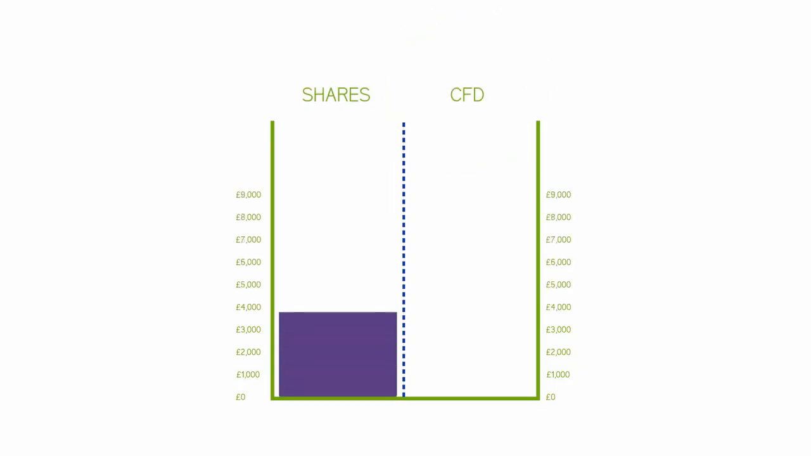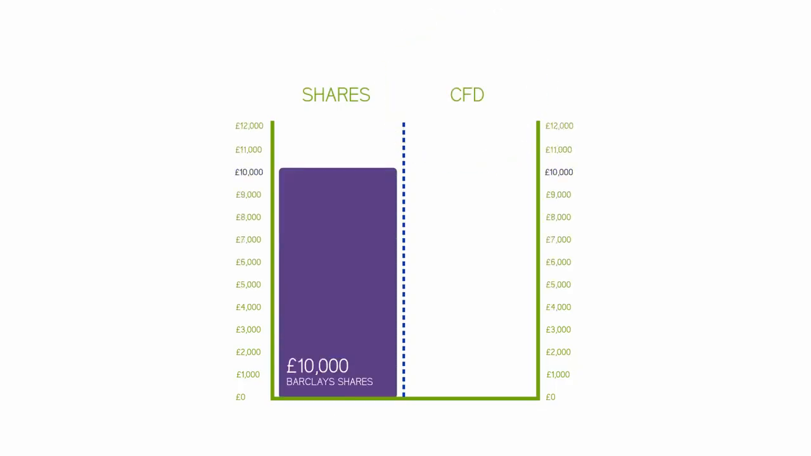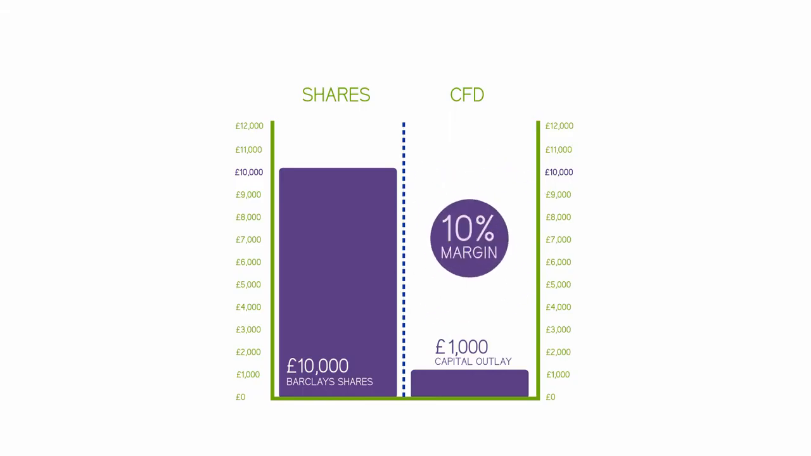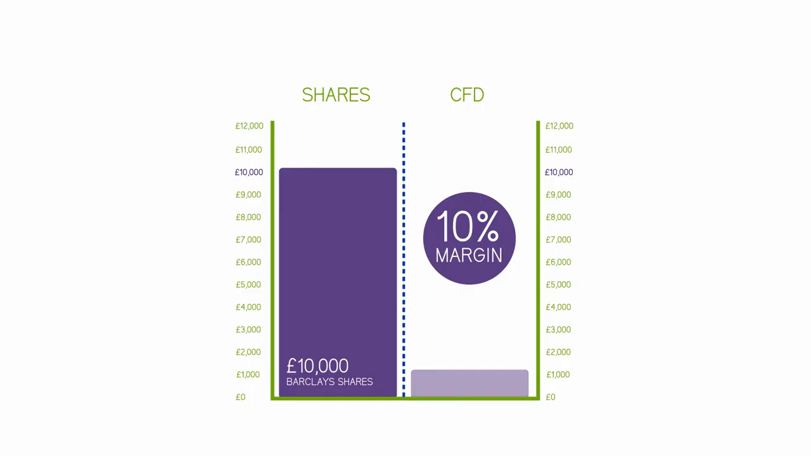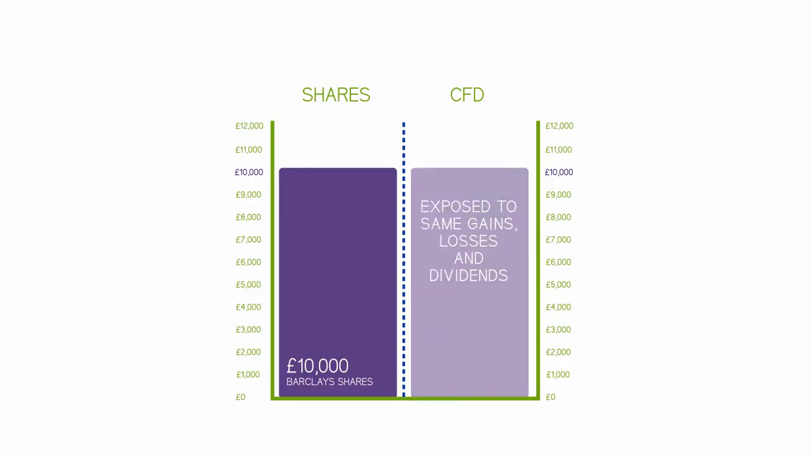Let's assume you want to buy £10,000 worth of Barclays shares using a CFD. In this example, to gain exposure to £10,000 worth of Barclays shares, you part with only £1,000. This means that Barclays is available on a 10% margin. You're exposed to the same gains, losses and dividends as if you held £10,000 worth of the conventional shares.